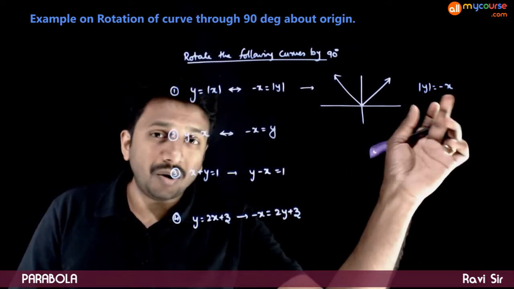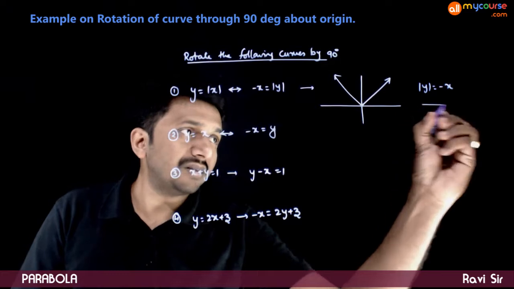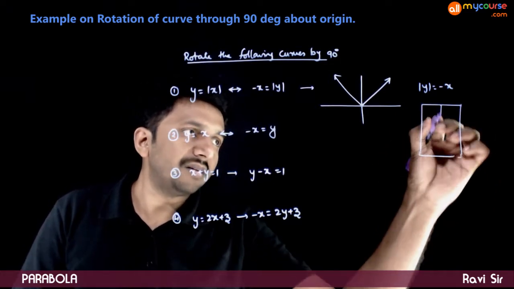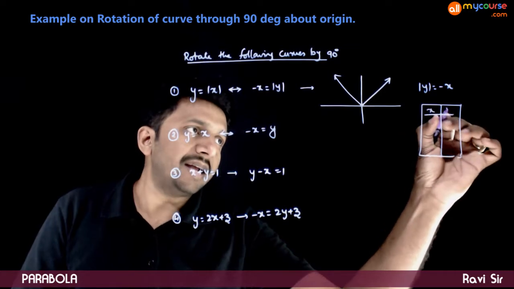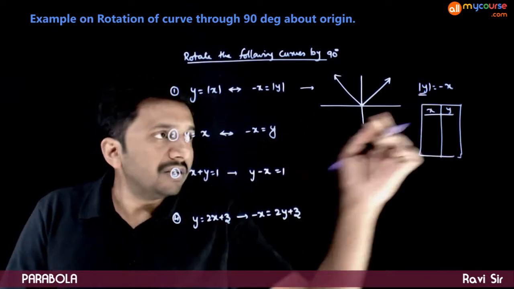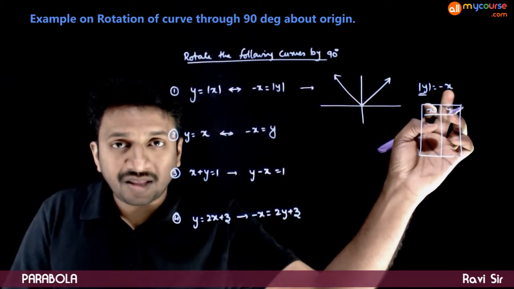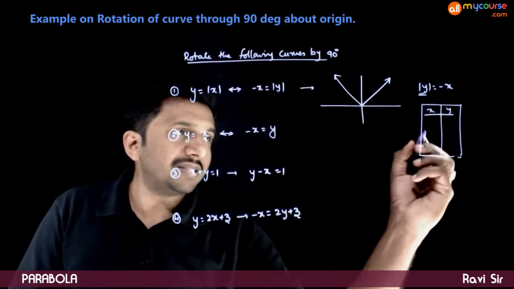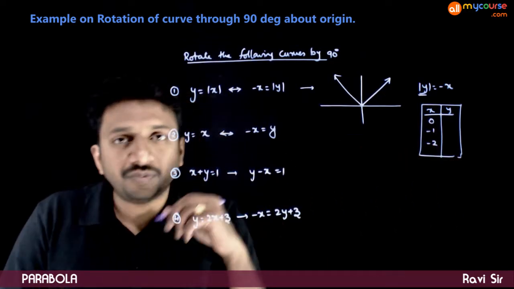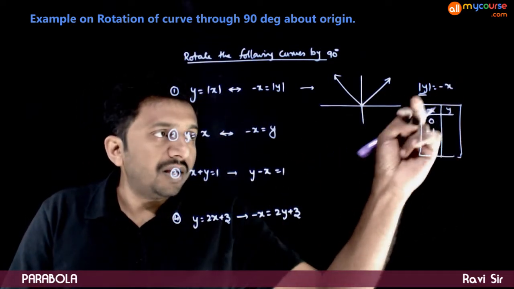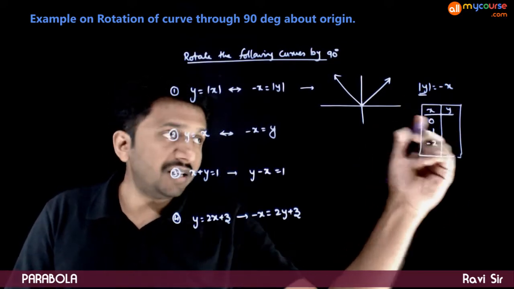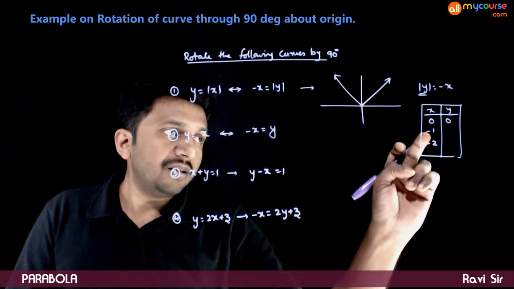So how do we plot this? Let us draw a table and see what is happening. x and y. So mod y is always positive, so x has to be negative, right? So let us say x is 0, x is minus 1, x is minus 2. If x is 0, minus x is also 0, mod y is 0, so y is 0.